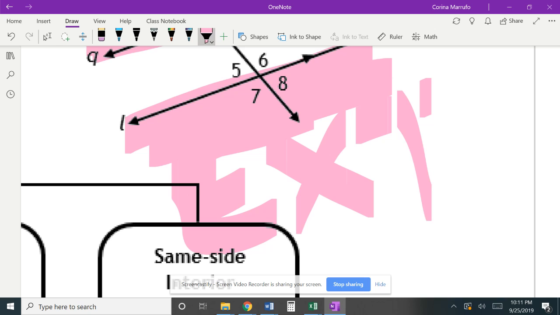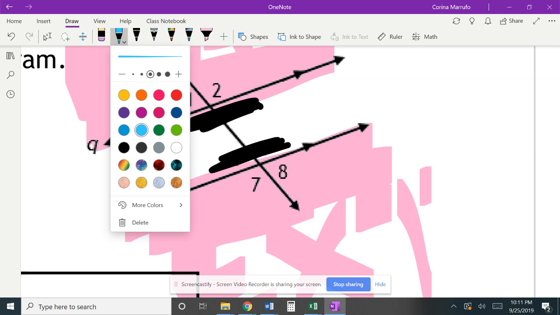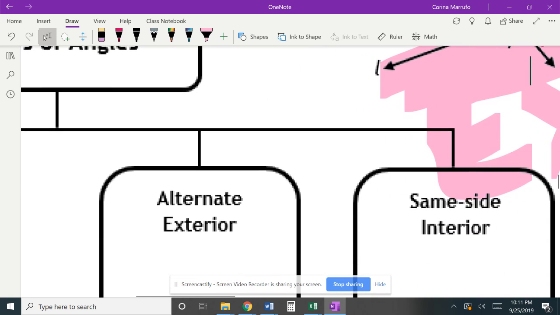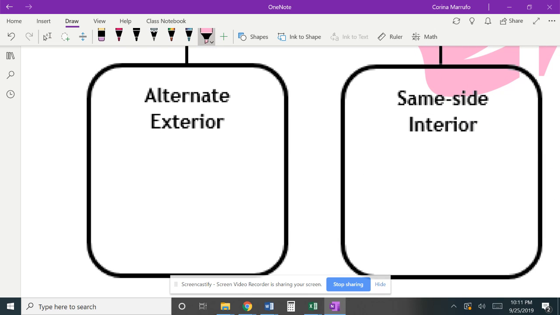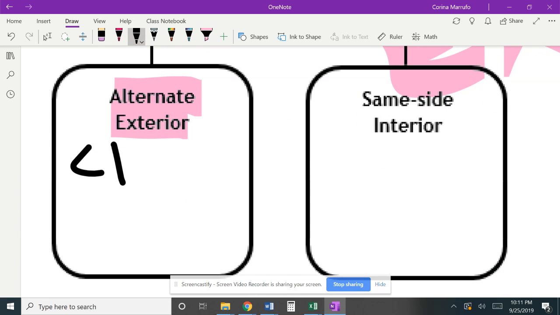E-X-T, exterior. And so I don't want to see any 3s or 4s there or any 5s or 6s. Those are not exterior, they're not outside. Now we're just looking at 1, 2, 7, and 8. So angle 1 is alternate exterior to angle 8 because they're on opposite sides of the transversal. So for alternate exterior angles, I am going to write angle 1 and angle 8.